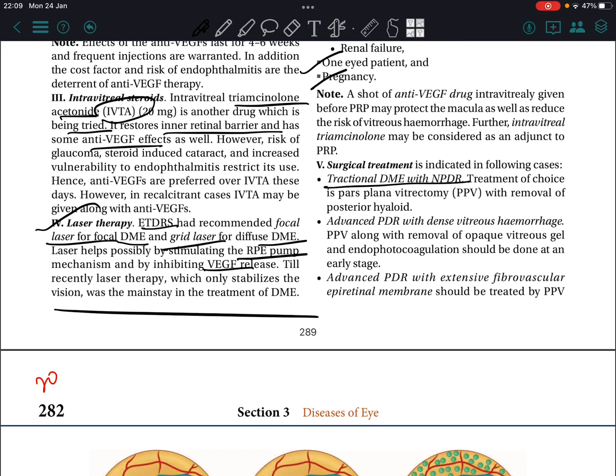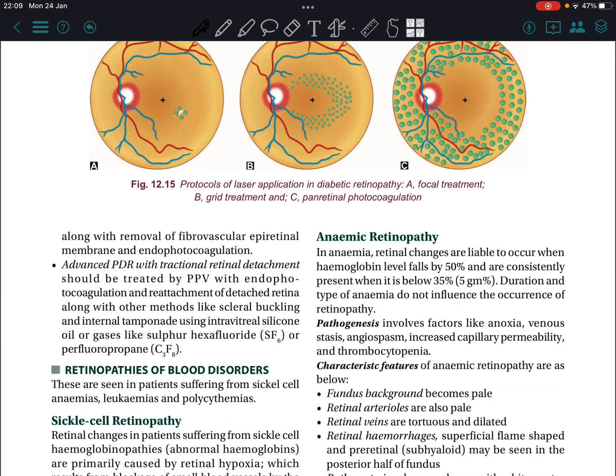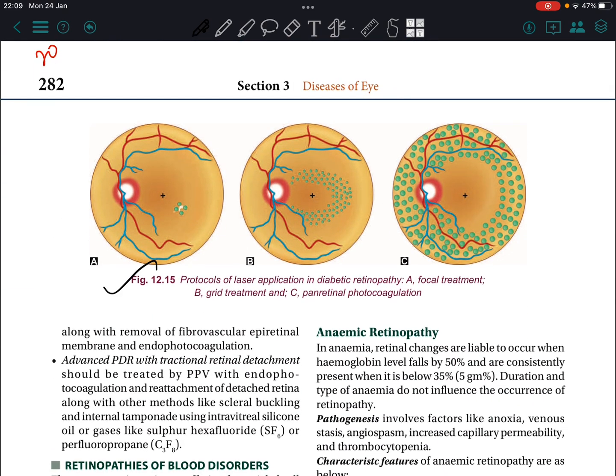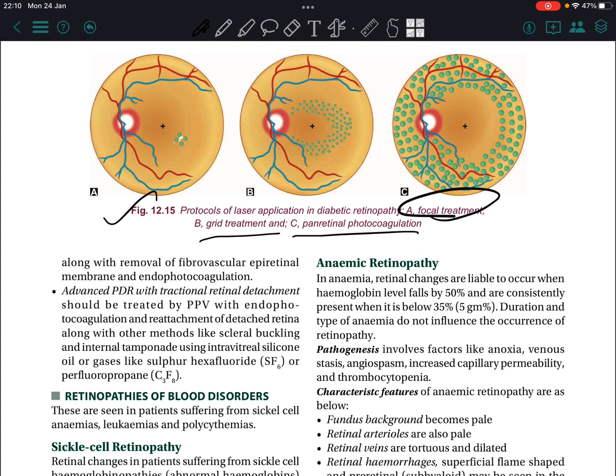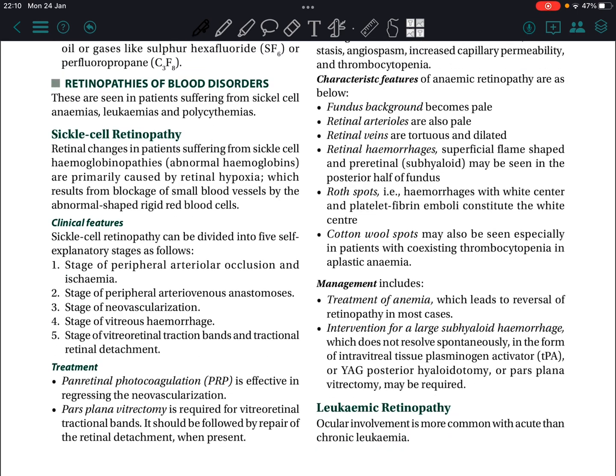Surgical treatment: tractional DME with NPDR. Treatment of choice is vitrectomy with removal of the posterior hyaloid. Advanced PDR with dense vitreous hemorrhage: PPV along with removal of opaque vitreous. Advanced PDR with extensive fibrovascular epiretinal membrane should be treated with PPV. Protocols of laser application in diabetic retinopathy: focal treatment, grid treatment, pan-retinal photocoagulation. Advanced PDR with tractional retinal detachment. Retinopathy in blood vessels: sickle cell retinopathy.